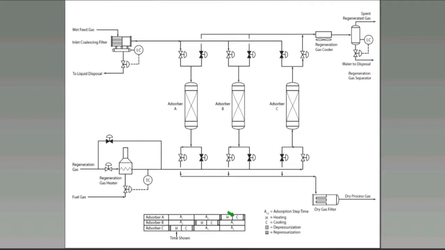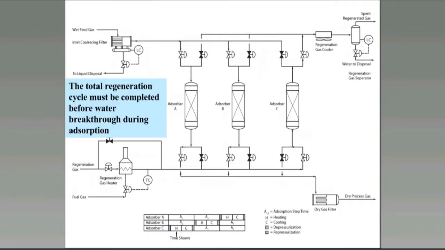We are adsorbing through vessel A and B in the downflow direction. And in this schematic, we are regenerating vessel C in the upflow direction, and the spent regeneration gas goes to a cooler and then to a knockout. 2 key things to take away from this. The first is that your total regeneration cycle must be completed before water breaks through during the adsorption stroke. This is a must. If this does not happen, you will have to either reduce your feed flow rate or change out the molecular sieves. A corollary to this is that your regeneration time must be less than or equal to your step time.